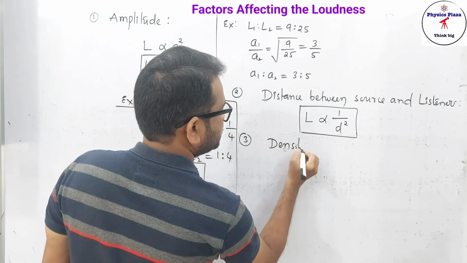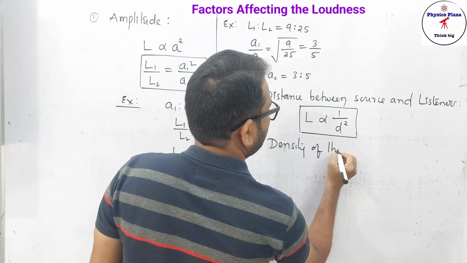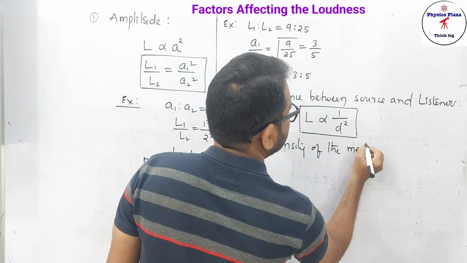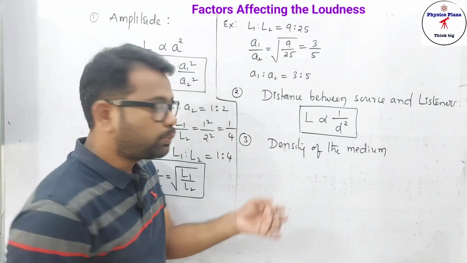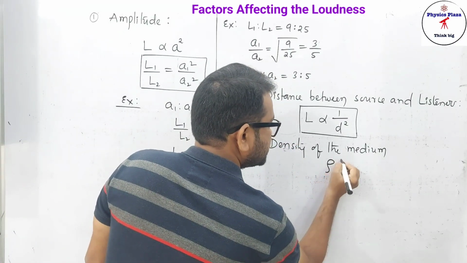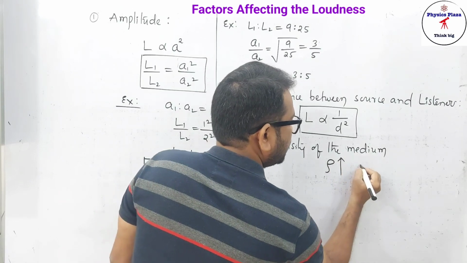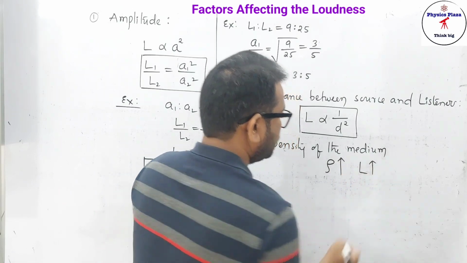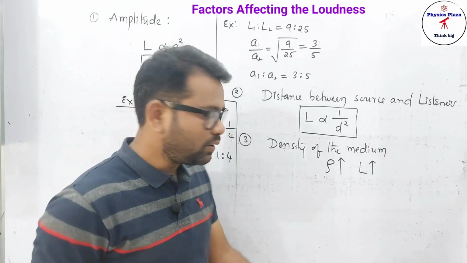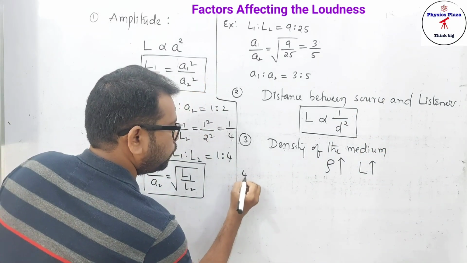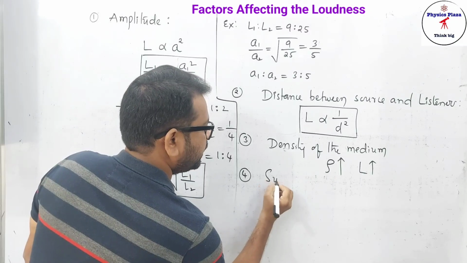Fine. And here the third one is the density of air, children. Very important. Density of the medium. Children, experimentally it has been proved that when the density of the medium increases, loudness also increases. When the density of the medium decreases, loudness also decreases. Clear? Fine, children.